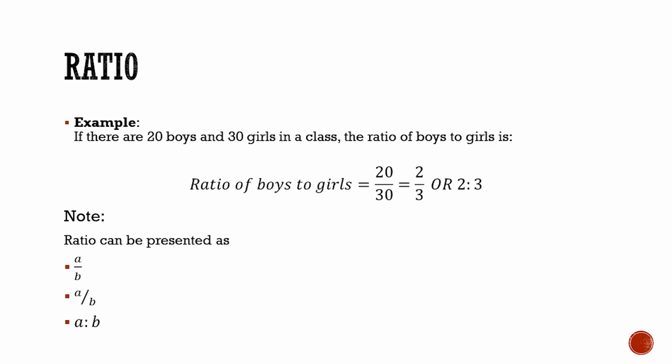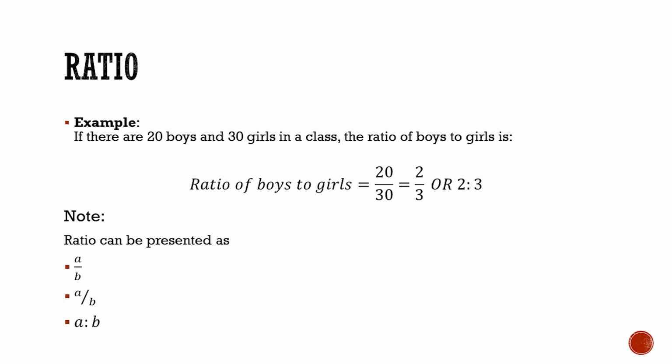I can further simplify it. We will always try to express a ratio in its most simplified format. So I cancel the zeros and we are left with 2 by 3, which can also be expressed in this format, 2:3. So a ratio can be expressed in three formats: 2 by 3, 2 divided by 3, and 2:3. Similarly, A divided by B, A by B, and A is to B.